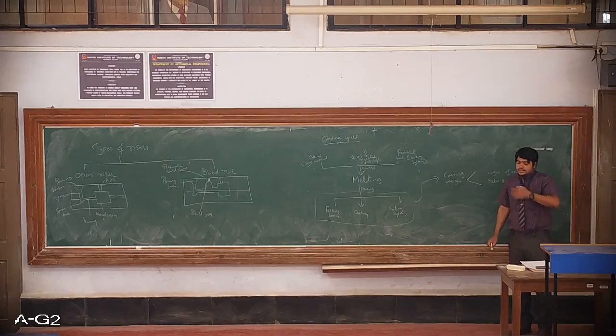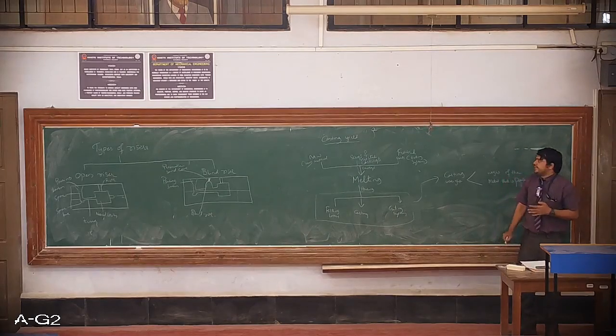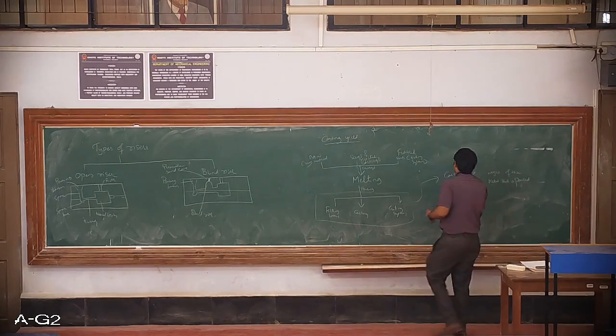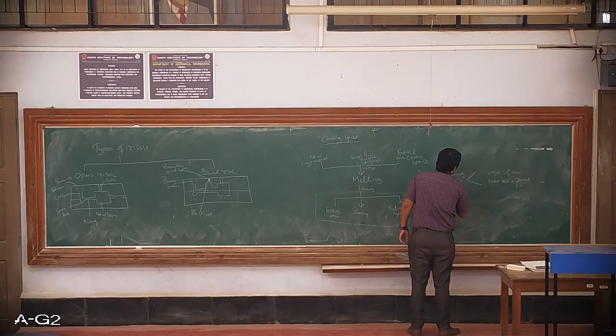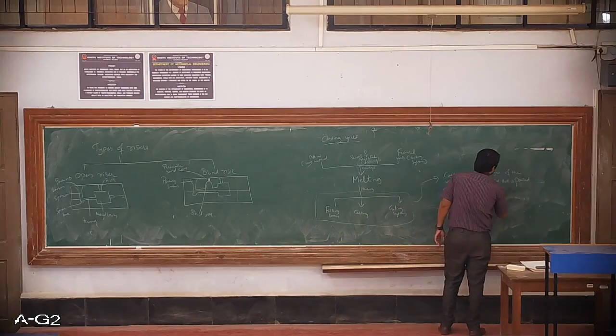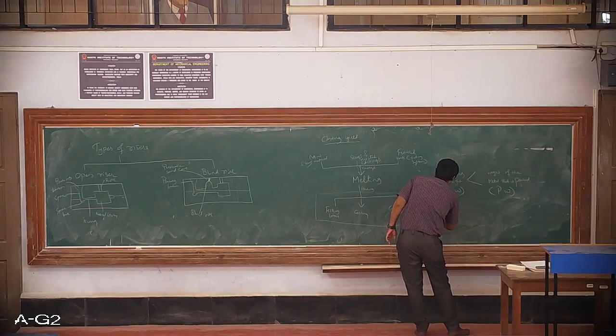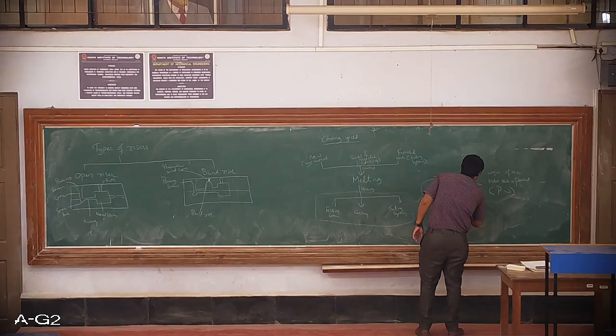So here casting yield is nothing but the ratio of the casting weight to the pouring weight. Suppose CW is the casting weight and PW is the pouring weight, then casting yield is given as casting weight divided by weight of the metal poured.